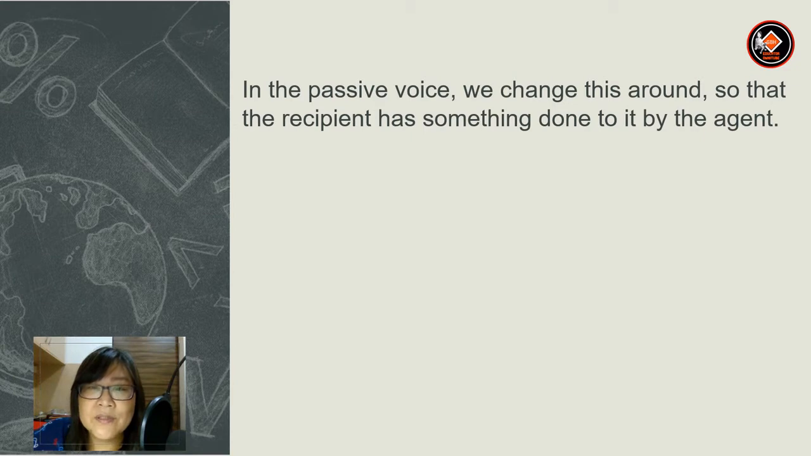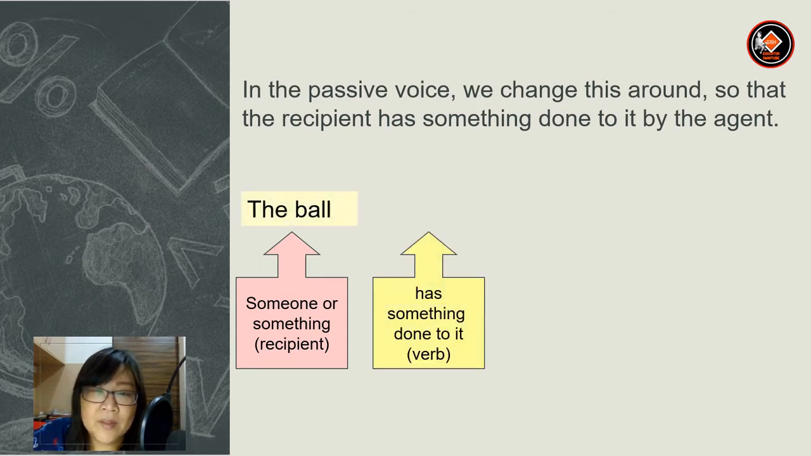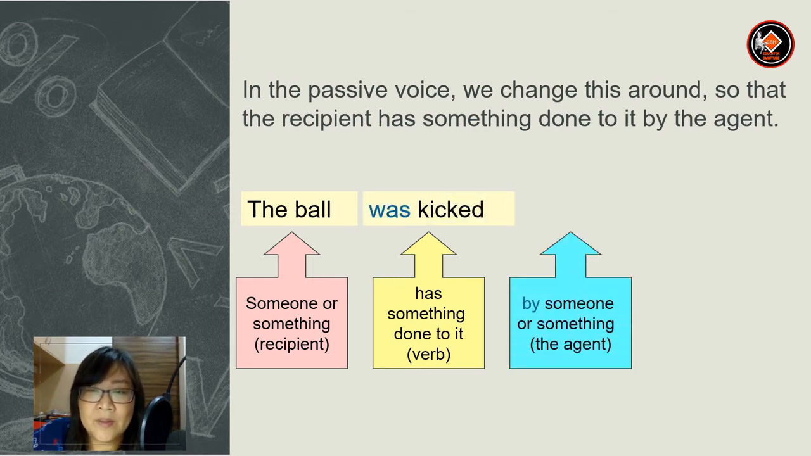In the passive voice, we change this around so that the recipient has something done to it by the agent. Someone or something, which is the recipient, the ball, has something done to it. So this is the verb, was kicked, by someone or something, which is the agent, by the girl. So the ball was kicked by the girl. This is passive construction.